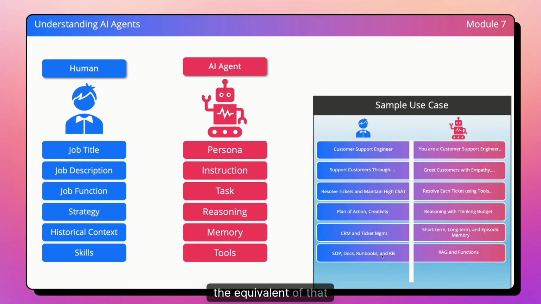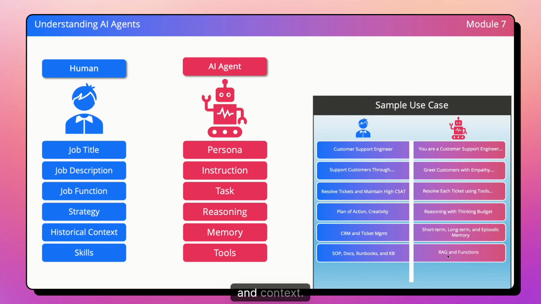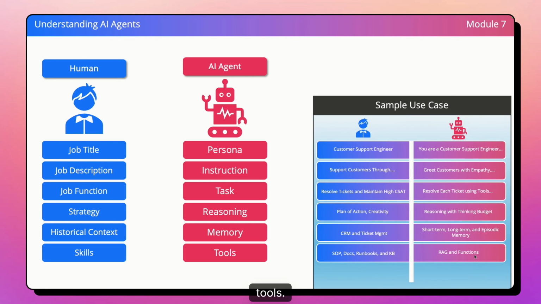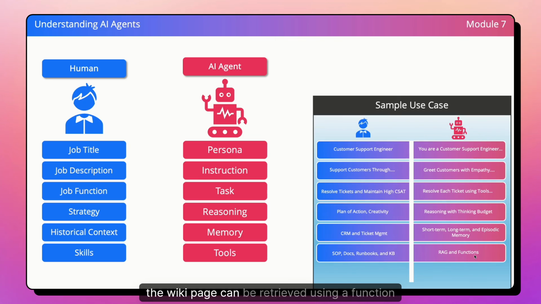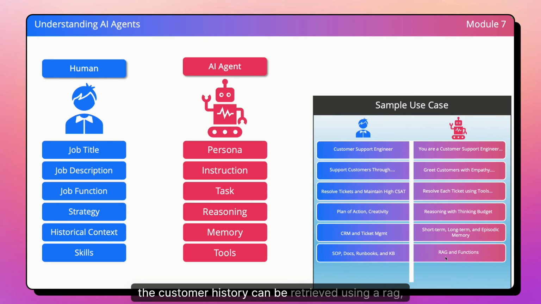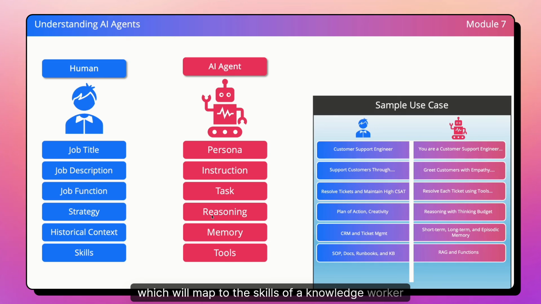Now, the equivalent of that for the AI agent is implementing retrieval augmented generation to retrieve knowledge bases and context, and then the functions which are connecting the AI agent to a variety of tools. For example, the wiki page can be retrieved using a function, while the customer history can be retrieved using a RAG technique. So that is basically how you will empower an AI agent through tools which will map to the skills of a knowledge worker.